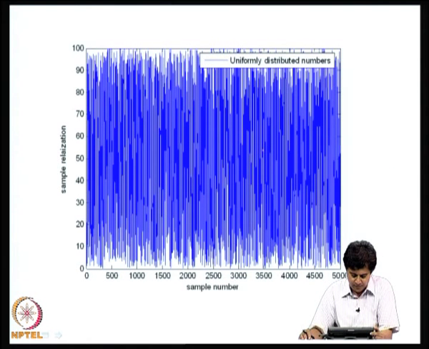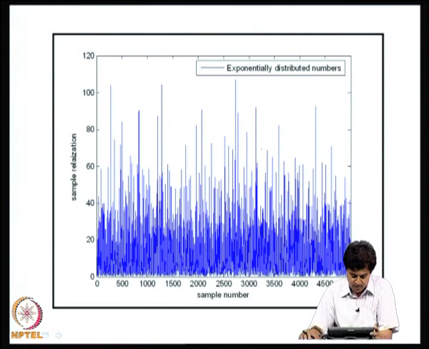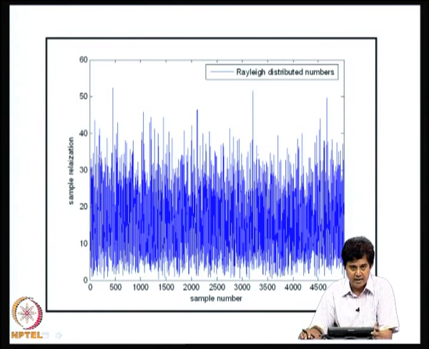One more example, this is some displays of samples, this is samples of uniformly distributed numbers, this is exponentially distributed numbers, this is Rayleigh distributed numbers.